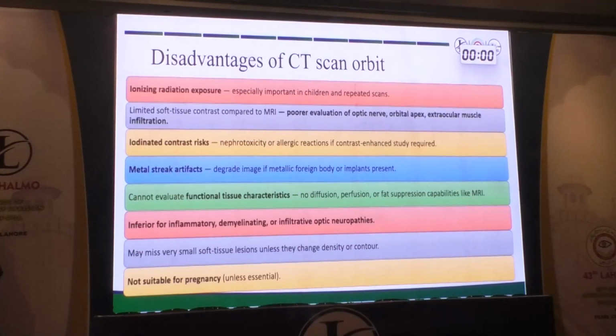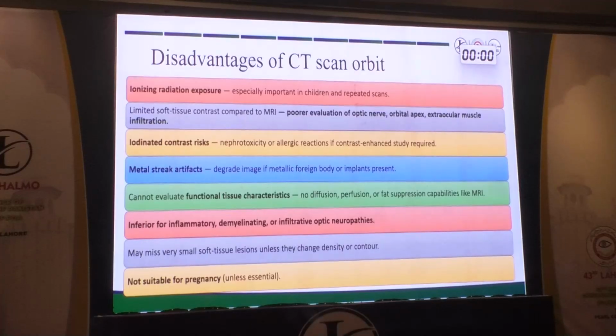What are the disadvantages of CT scan? Ionizing radiation. We all know it can itself lead to cancer. Limited soft tissue contrast compared to MRI. Poor evaluation of the optic nerve, orbital apex, and extraocular muscle infiltration. And with the use of ionic contrast, there is a risk of nephrotoxicity. So we can't use it in patients with renal failure or renal disease.